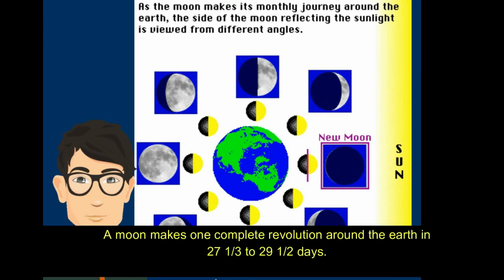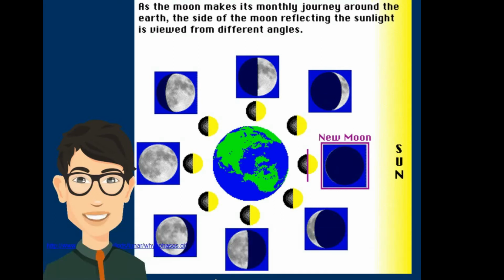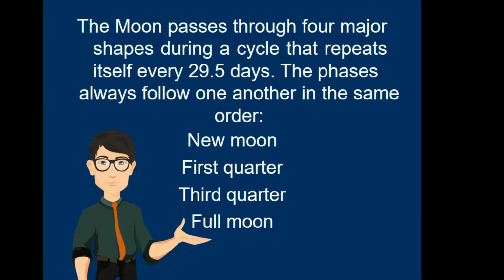A moon makes one complete revolution around the earth in 27 and 1/3 to 29 and 1/2 days. The moon passes through 4 major shapes during a cycle that repeats itself every 29 and a half days. The phases always follow one another in the same order: new moon, first quarter, third quarter, and full moon.